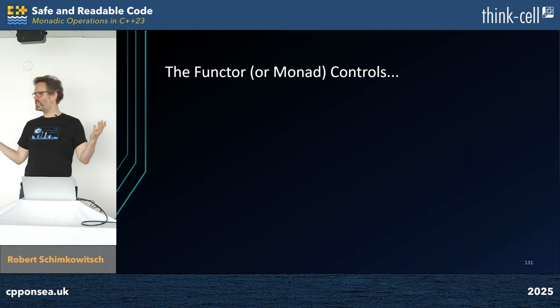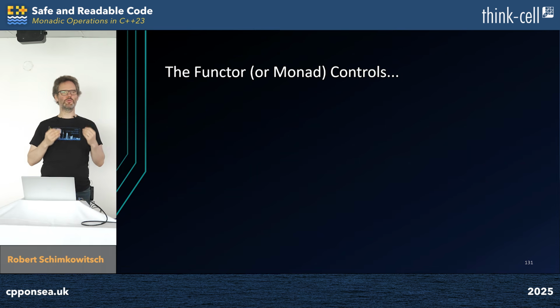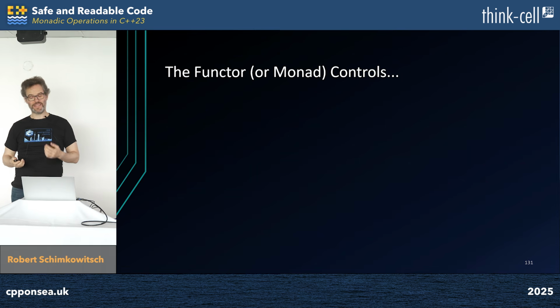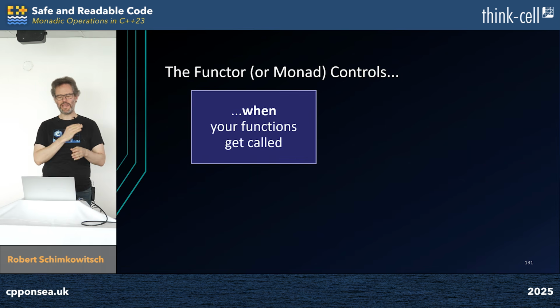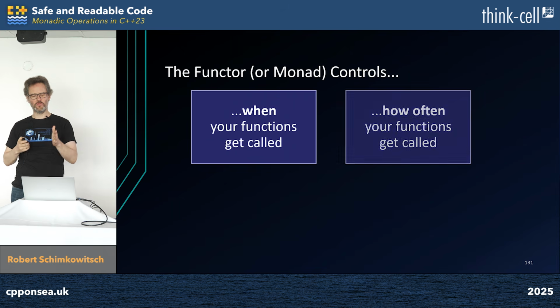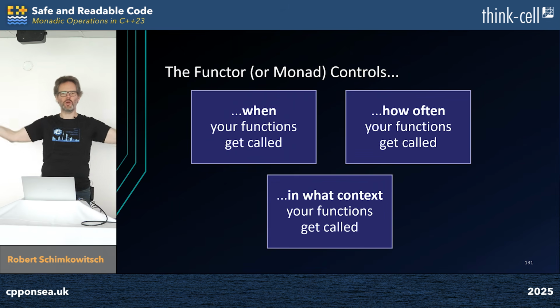This was an example for split ranges views, but in general, when you use functors and monads, you need to be aware that they control when you get called, how often you get called, and in what context you get called.